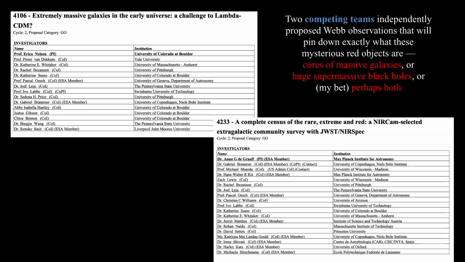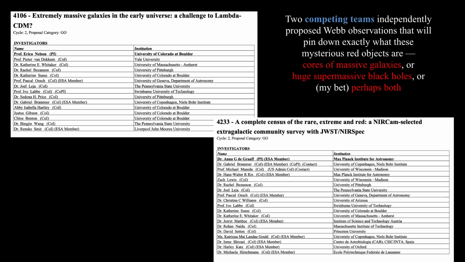But there's more data coming. So these very little red dots, the very bright ones, the ones at the beginning of time, there are two competing teams that independently propose more Webb observations that will pin down exactly what these are. And we found this one thing, it's a very massive black hole. We found a bunch of other black holes. We still have these incredibly bright, they're called little red dots now. That's the name of their stuff, little red dots.